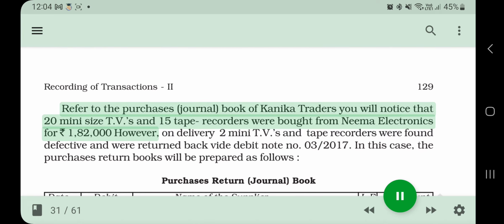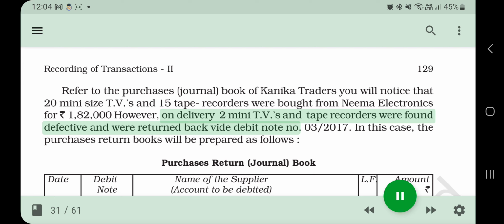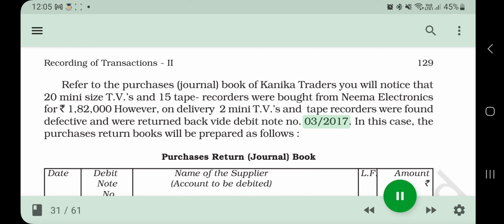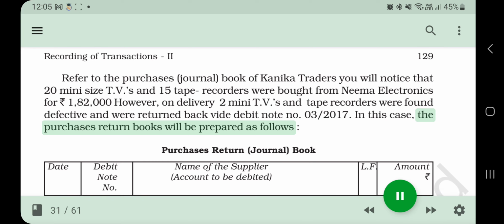Refer to the Purchases Journal, Book of Kanika Traders. You will notice that 20 mini-size TVs and 15 tape recorders were bought from Nima Electronics for $182,000. However, on delivery 2 mini TVs and tape recorders were found defective and were returned back with a debit note no. 03/2017. In this case, the purchaser's return book will be prepared as follows.